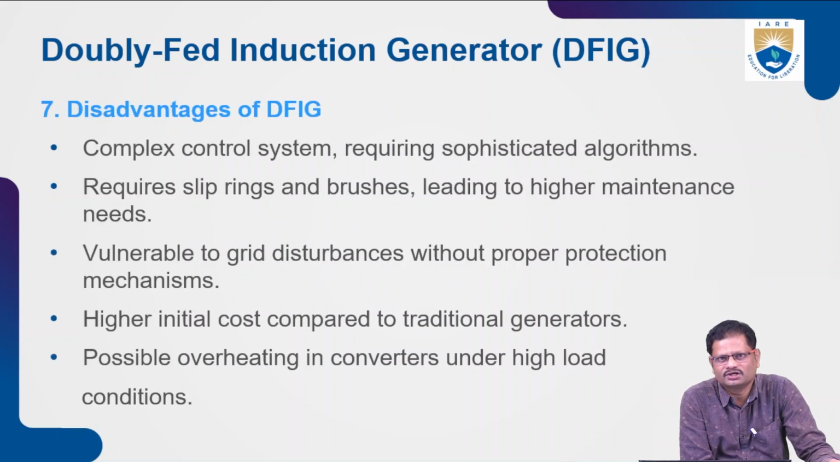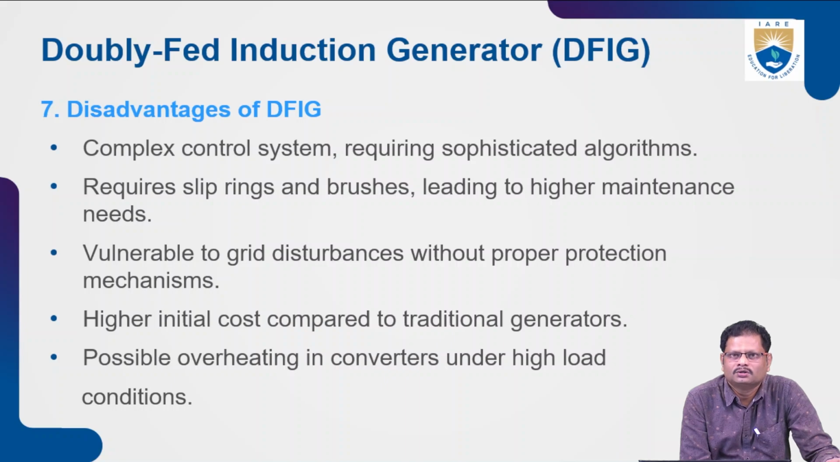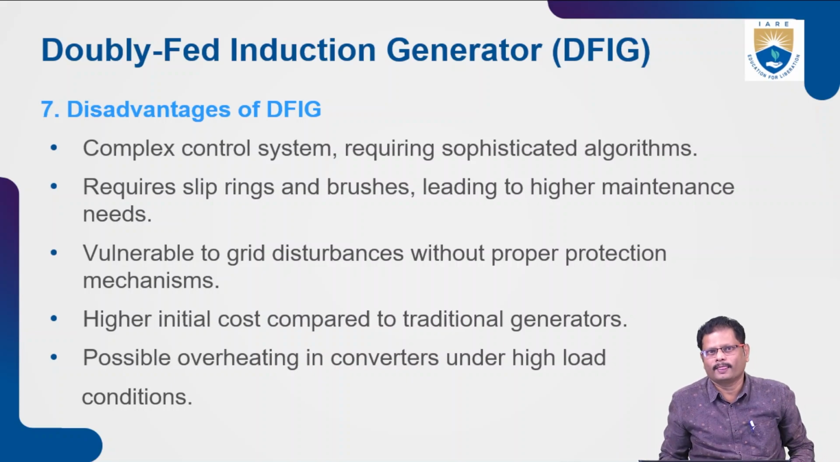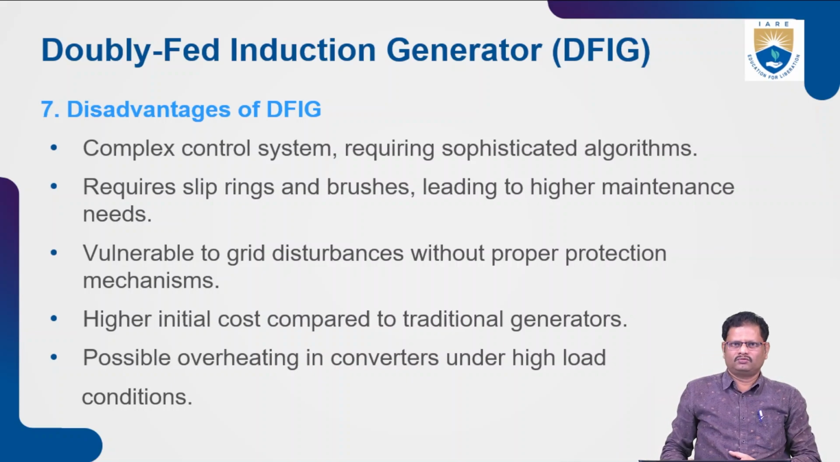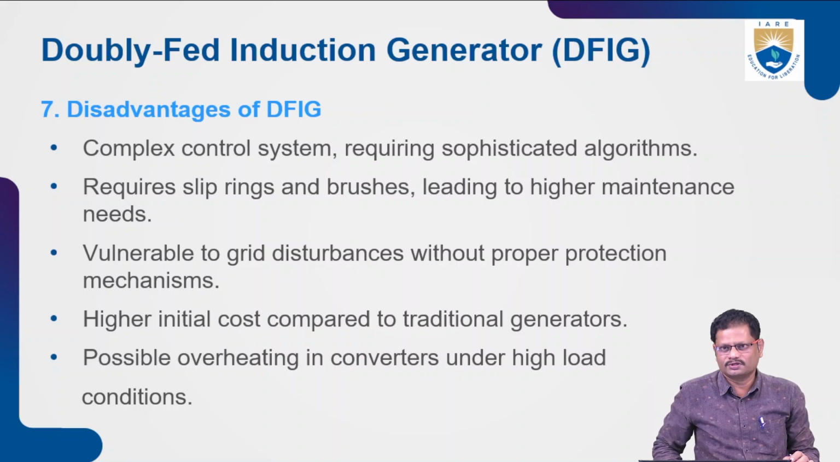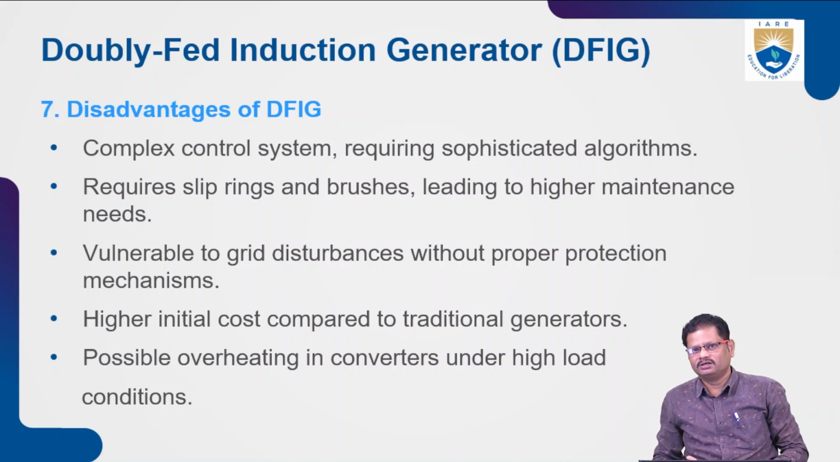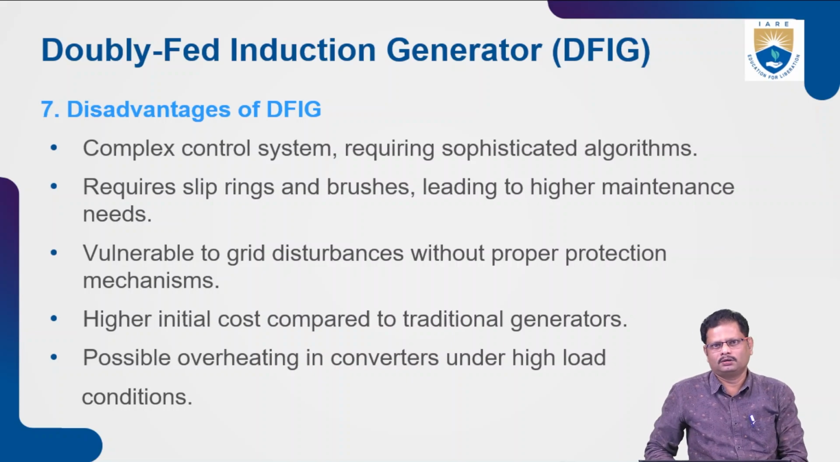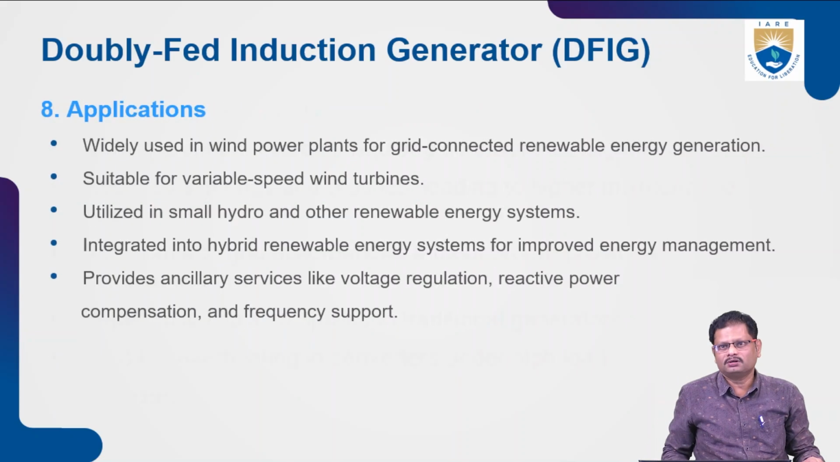There are some limitations also. It requires a sophisticated algorithm for the control system. Brushes and slip rings are required, which require maintenance. It is vulnerable to grid disturbances without a proper protection mechanism. Comparing to a traditional generator, DFIG has a higher initial cost and possible overrating of converters.